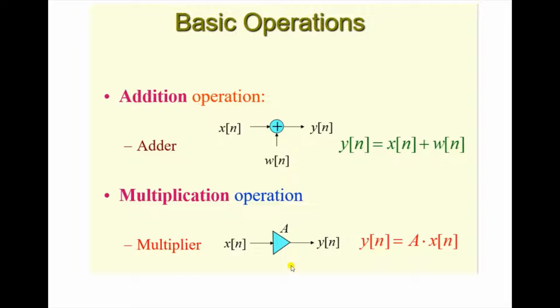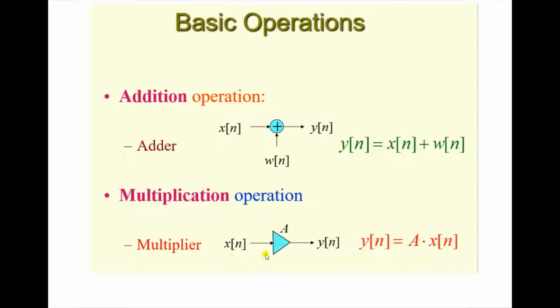So kita akan buat revision for basic operation. So, the first basic operation is the adder or summing junction. The summing junction tells you that the two different sequences will be summed up and produces the yn, or the output.